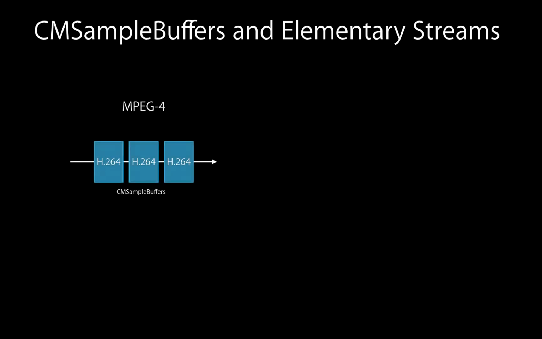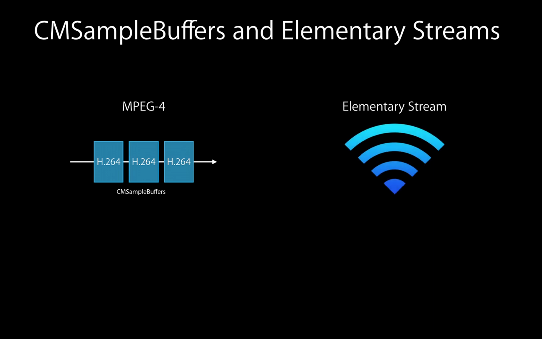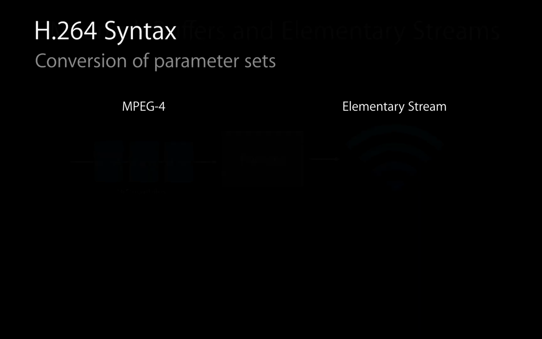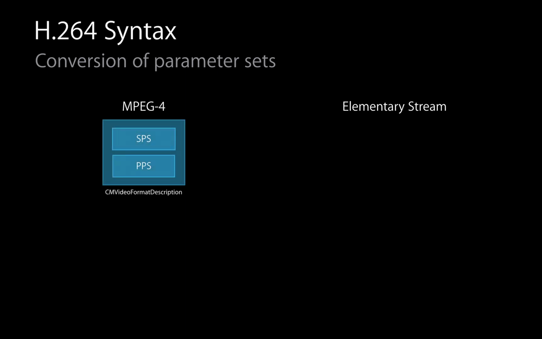All right. Well, so you've compressed a bunch of frames. They're now compressed in CM sample buffers, which means that they're using MPEG-4 packaging. And you want to send that out over the network, which means you may need to switch these over to elementary stream packaging. Well, once again, you're going to have to do a little bit of work. So we talked about the parameter sets before. So the parameter sets, in your MPEG-4 packaged H.264, will be in the CMVideoFormatDescription. So the first thing you're going to have to do is extract those parameter sets and package them as NAL units to send out over the network.